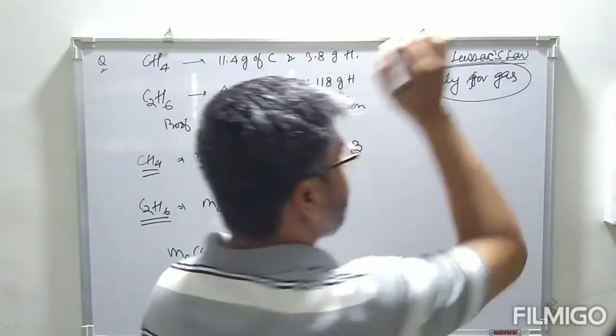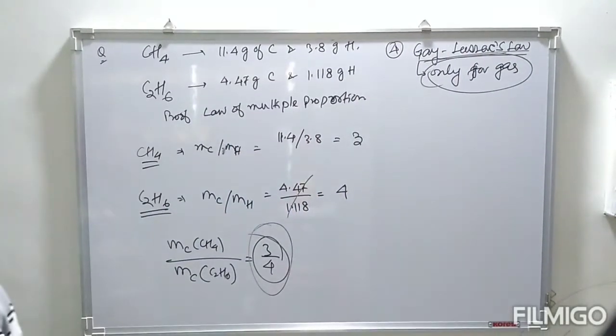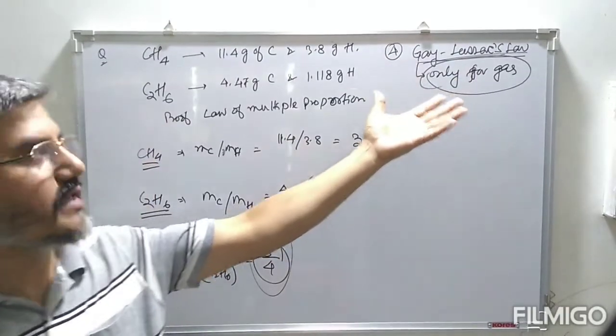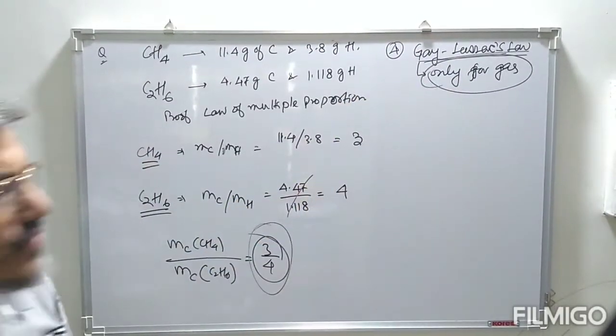The law of combining volume is applicable only for gases. So, we have a reaction in which gaseous species are involved. In that case, we can apply this law of combining volumes. So take this.